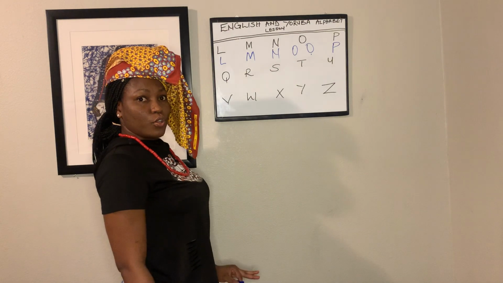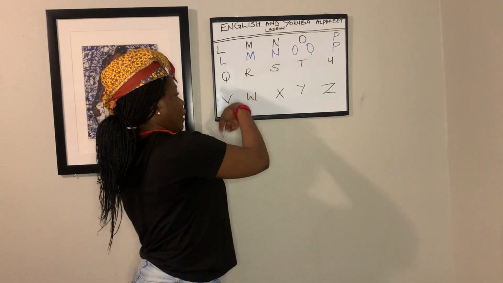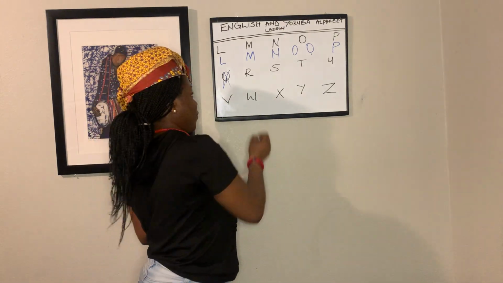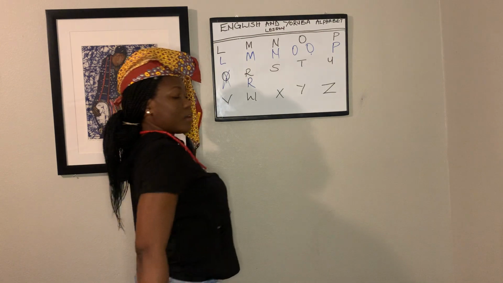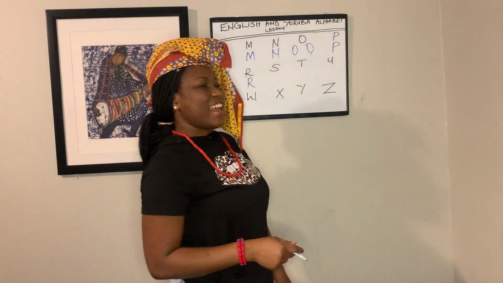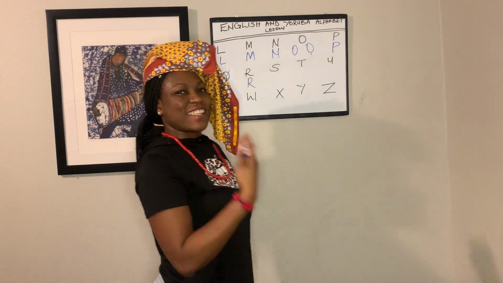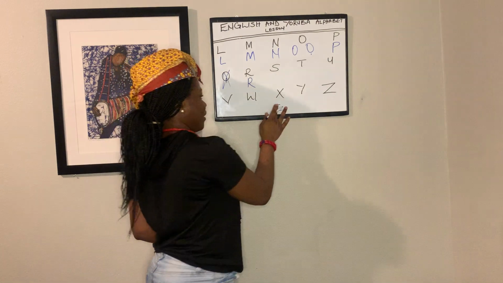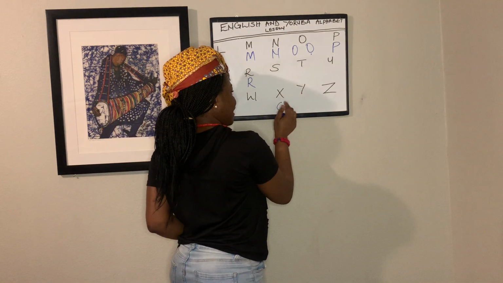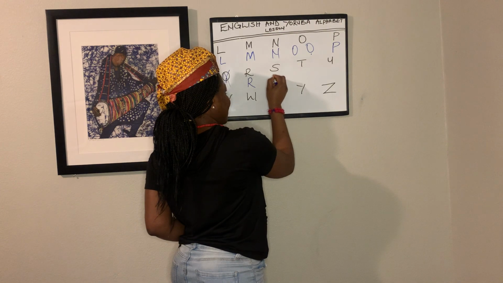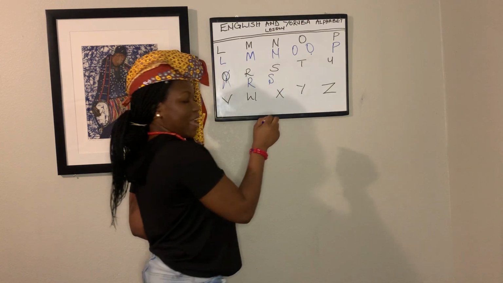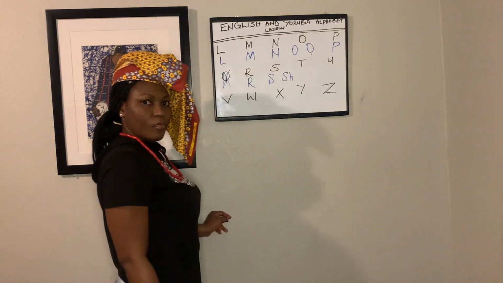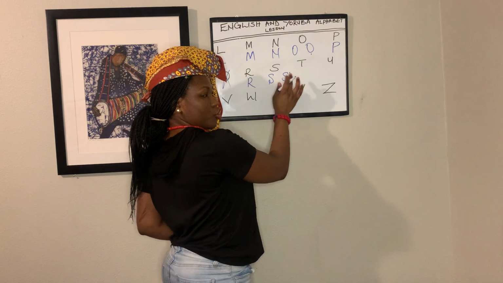We don't have Q in the Yoruba letters, so we're going to cross that out. Our R is R. Again, we have two S's. The first S is C. Remember, we don't have this C in our first video, but this kind of C is pronounced as C, and the other S is she.